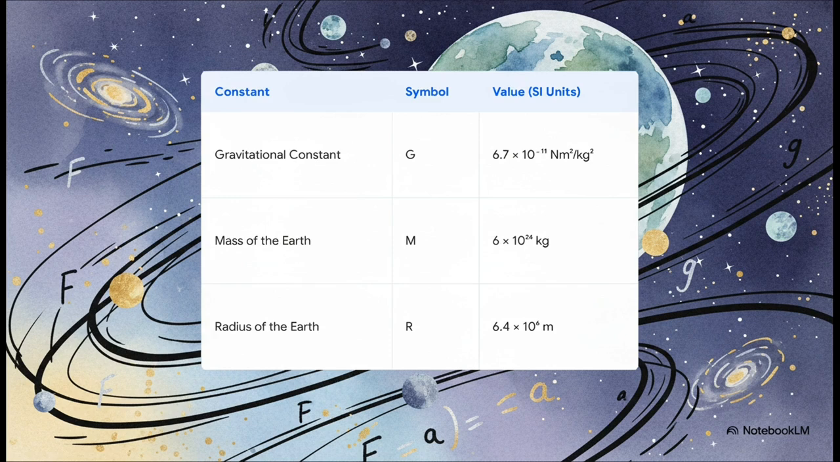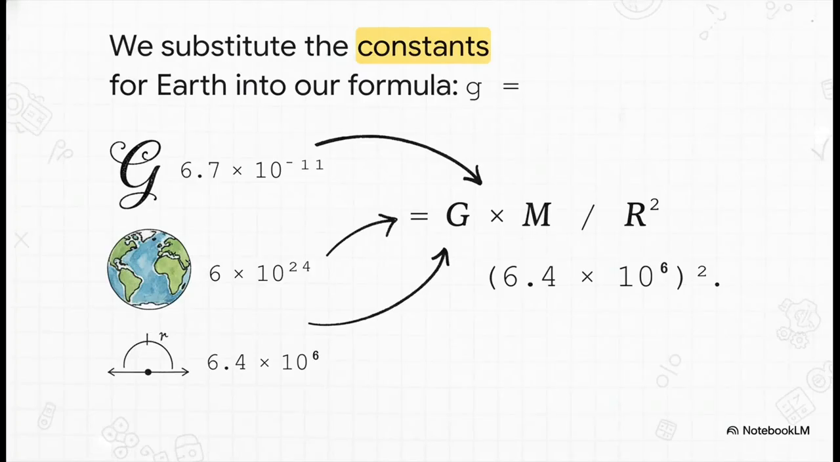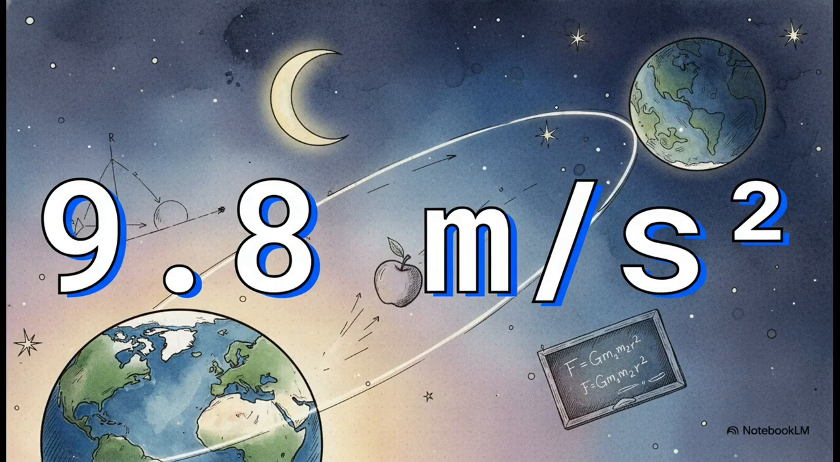We have Earth's mass, m, a whopping 6 times 10 to the 24 kilograms. And since we're talking about something on the surface, the distance d basically just becomes the Earth's radius, r, which is about 6.4 times 10 to the 6 meters. So now all we have to do is pop these numbers into our formula. We multiply G by the mass of the Earth, and then we divide that whole thing by the Earth's radius squared. And crunch the numbers, and there it is, 9.8 meters per second squared.